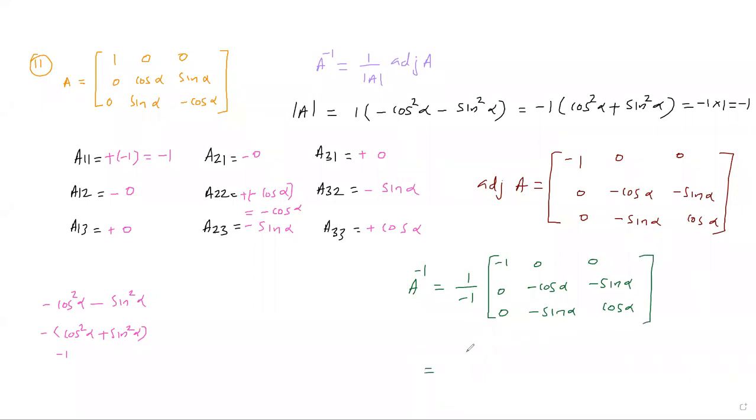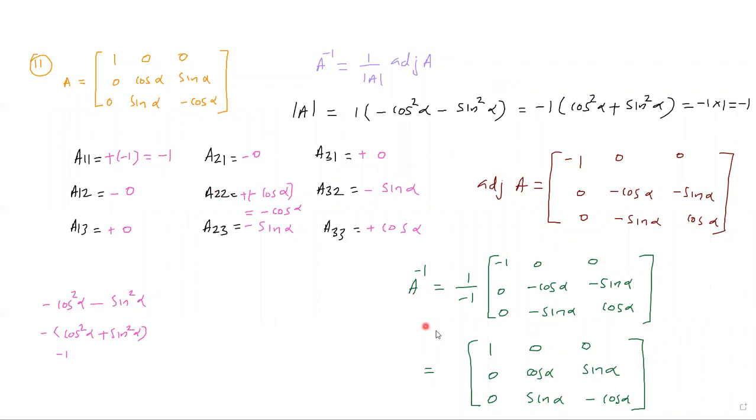Minus sin alpha, cos alpha. 1 by minus 1, minus 1. So multiply by minus 1. Scalar multiplication of a matrix: you have to multiply every element. So it is 1, 0, 0, 0, cos alpha, sin alpha, 0, sin alpha, minus cos alpha. That's the inverse.